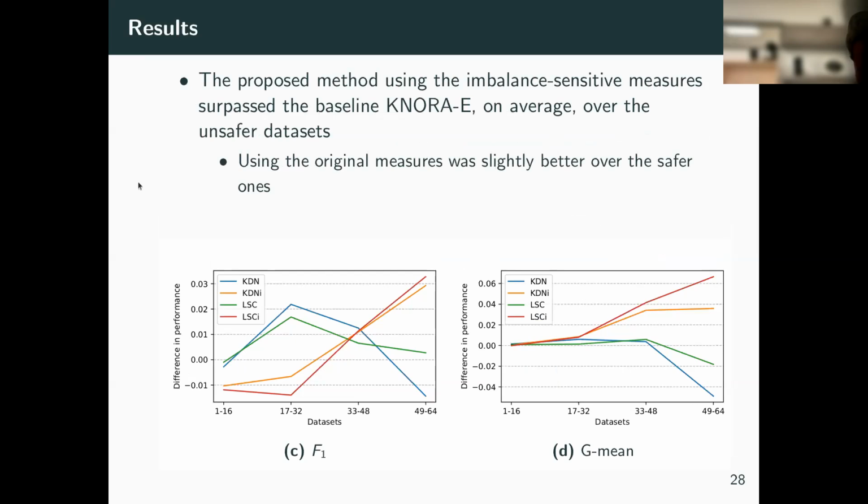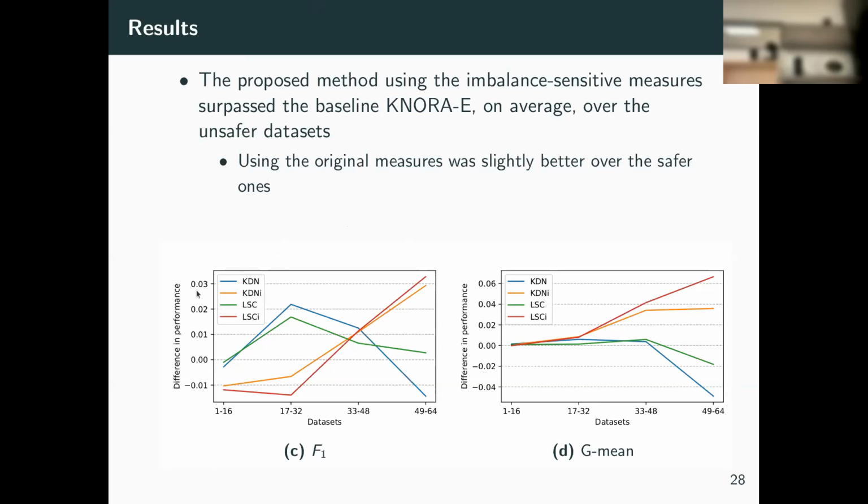Okay, so comparing the technique with the baseline, only in this case, we divided the data set. We ordered first based on the percentage of safe samples. So from here is the safest data sets, and here is the unsafest data sets. We then took the difference between the performance of our technique and the baseline. This is F1 and this is geometric mean.